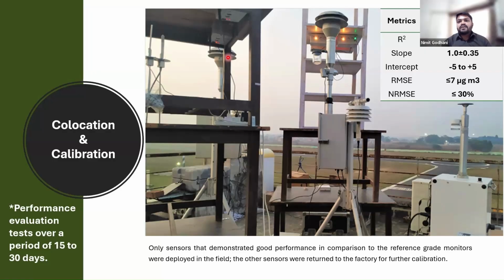There are some US EPA criteria they have provided: R-squared should be 0.7, slope should be 1 plus or minus 0.35, intercept -2 to 5, RMSE should be less than 7 micrograms per meter cube, and NRMSE should be less than 30%.